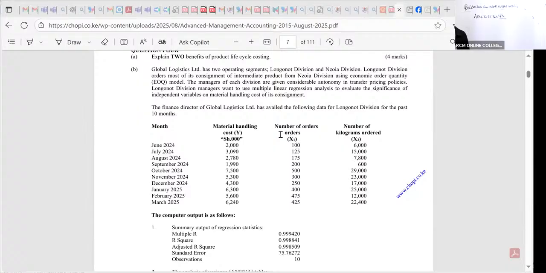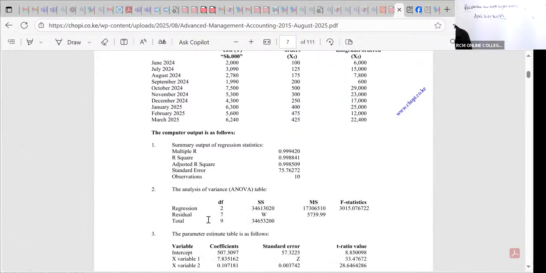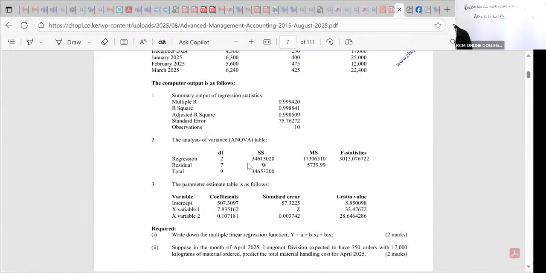So you can see we have Y, X1, X2, what we call multiple regression, not single. Then they have given us a computer output. I can see the summary output for the regression statistics, very good. I can see the ANOVA table, very good. And I can see the parameter table.